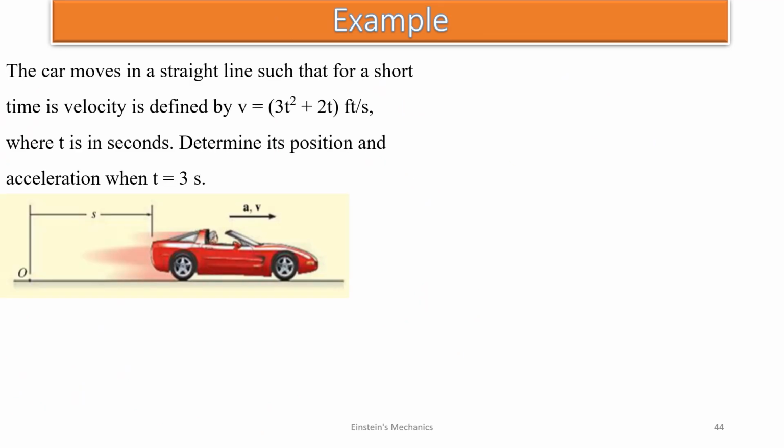Now, example. The car moves in a straight line such that for a short time, its velocity is defined by this function, where t is in seconds. Now determine its position and acceleration when t is 30 seconds.